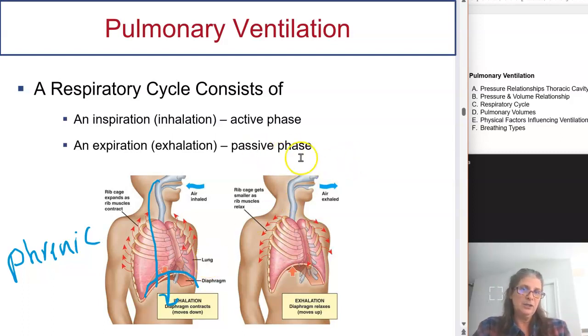Expiration or exhalation is passive because basically the phrenic nerve just stops sending any information to the diaphragm. Well, when a muscle doesn't get a nerve impulse, it relaxes. So it's flattened out when it's contracted, and then it returns to that dome shape. And so that's relaxation. The muscle's relaxing. And the lungs are so elastic that if you stretch them, they immediately recoil like a rubber band.